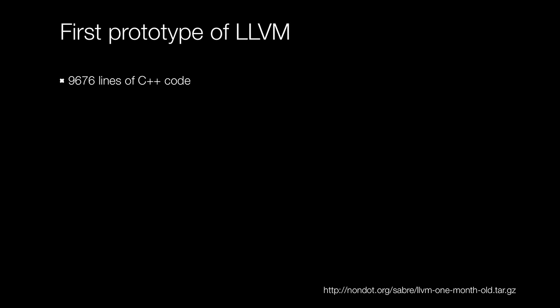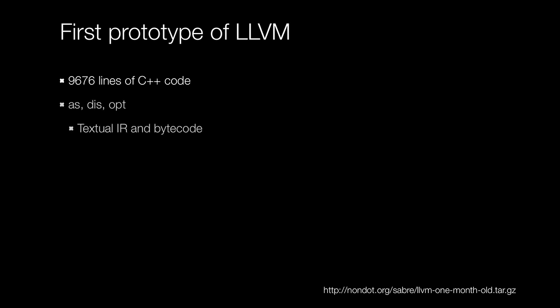I came back from winter break, and I showed Vikram, and I said, hey, look, here are some cool ideas. And so I went and found a really old tarball, which I put on the web, if you're really that morbidly curious. And it was actually kind of an interesting thing. So here I want to talk about what existed in LLVM as of 1 month old. And it wasn't big. It was only about 10,000 lines of code or something.